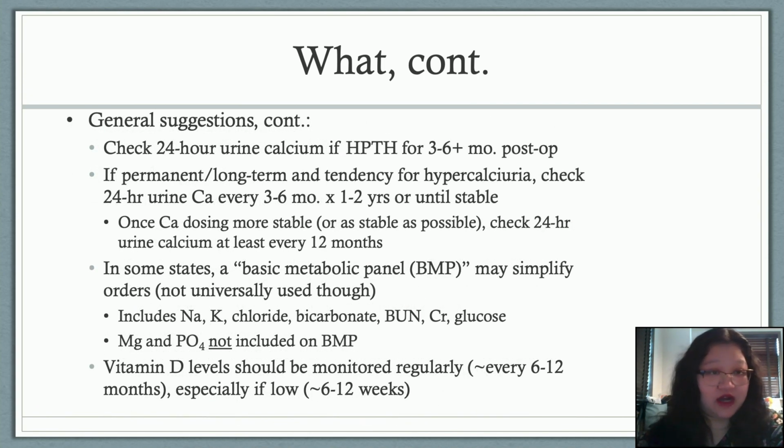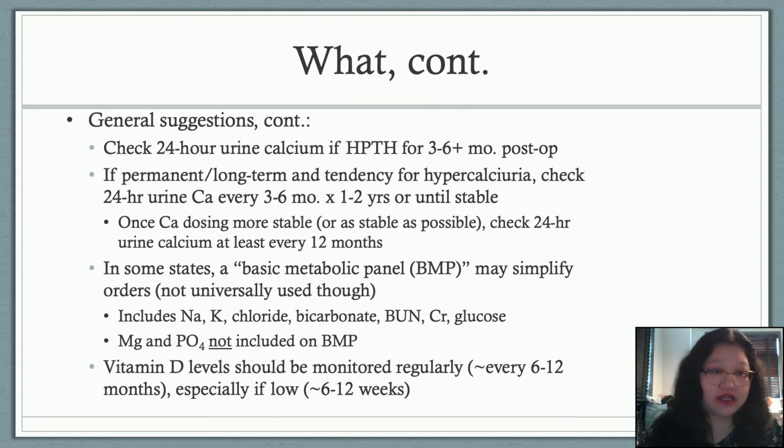And then for the 24-hour urine calcium, if you're 3 to 6 months out and, again, a long-term hypopara patient, you should be asking for that to be done. That will vary, but if it's abnormal, probably every 3 to 6 months for the first couple of years or until things are stable. And then, if everything's stable and your urine calcium isn't high anymore, you haven't had kidney stones, then maybe yearly would be the maximum interval, I'd say.